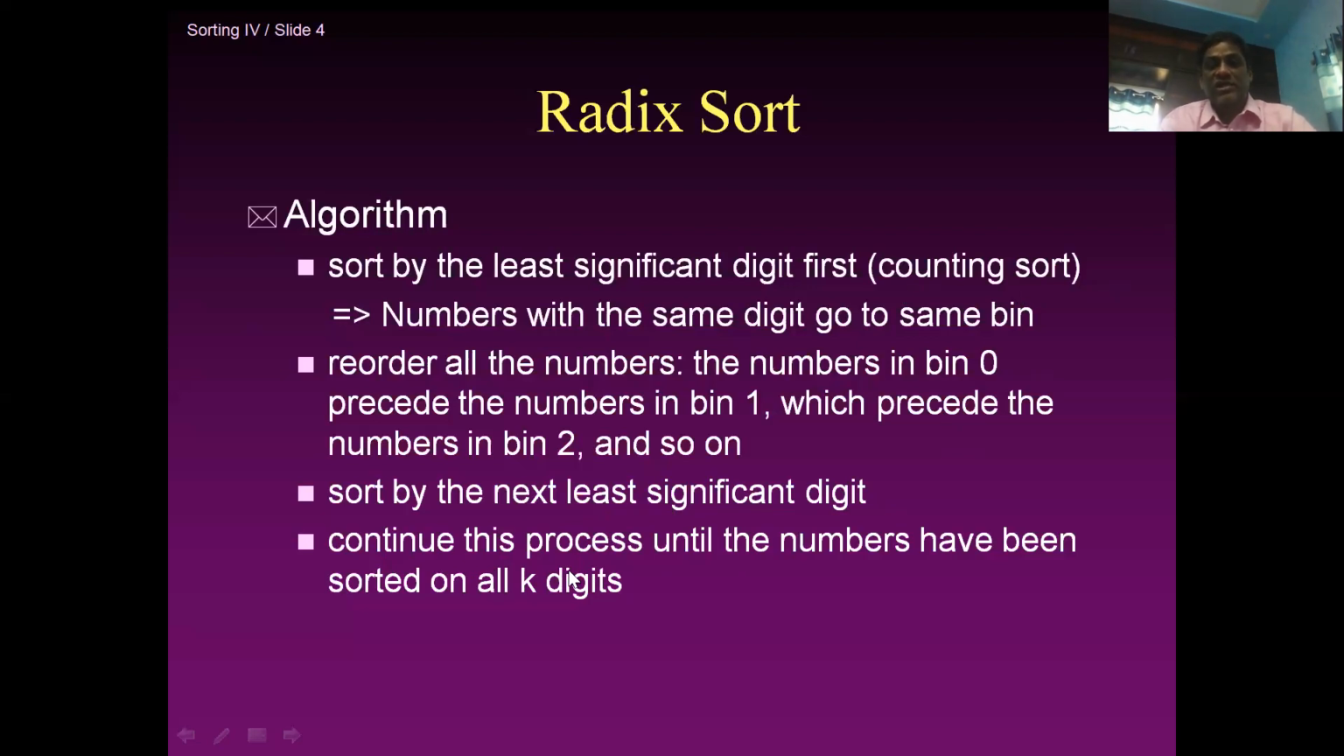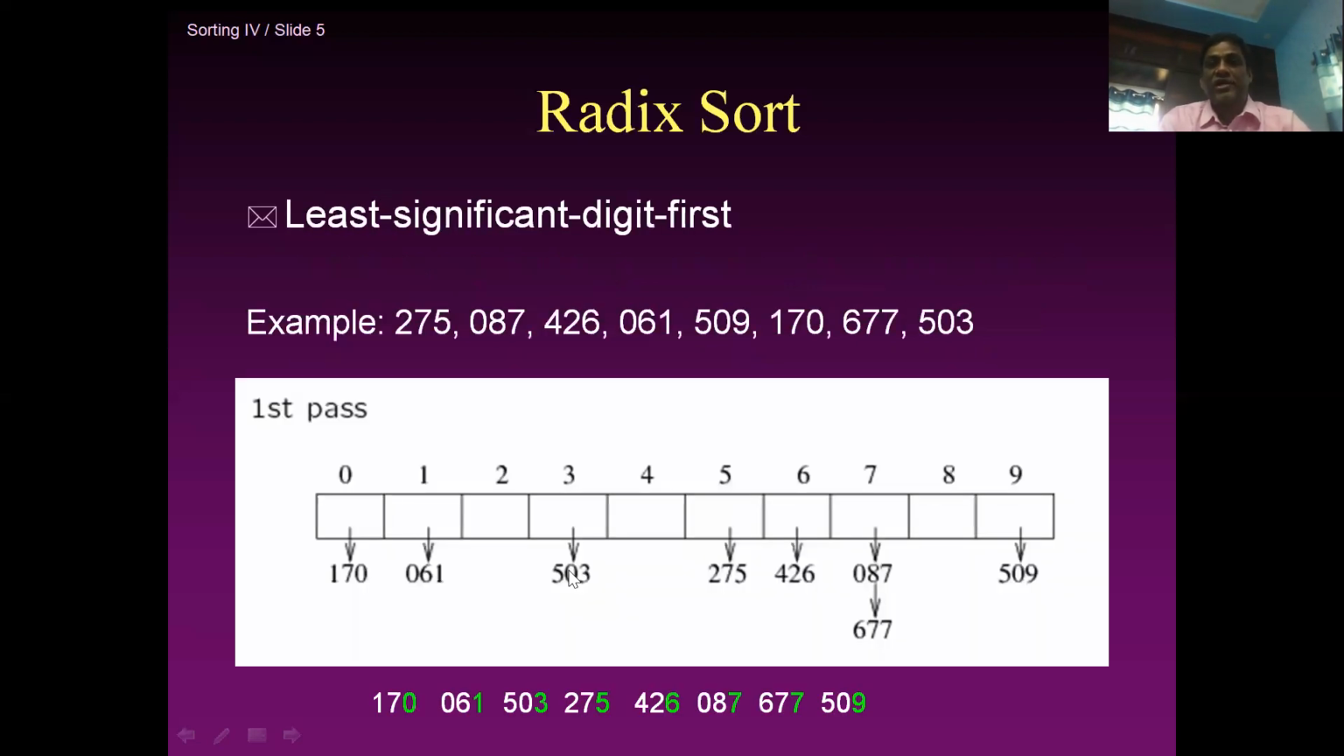Now let us understand this with an example. This is not a difficult algorithm to understand. Say there are 1, 2, 3, 4, 5, 6, 7, 8 elements. If you observe this list of elements, the maximum element is 677, which contains 3 digits, and every number in this list must be made into a 3-digit number. So if you observe, 61 has only 2 digits, therefore we precede it with a 0 before 61.